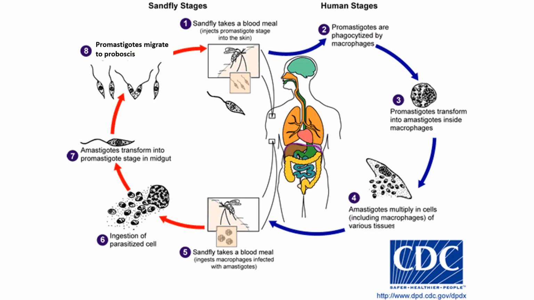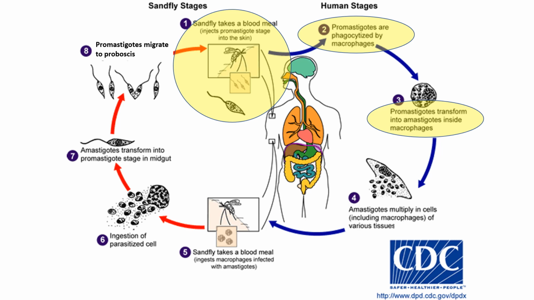Life cycle of Leishmania, where we distinguish sandfly stages, red arrows, and human stages, blue arrows. When the sandfly takes a blood meal, it injects promastigote stages into the skin. The promastigotes are phagocytized by macrophages and transform into amastigotes. The amastigotes multiply in cells of various tissues.